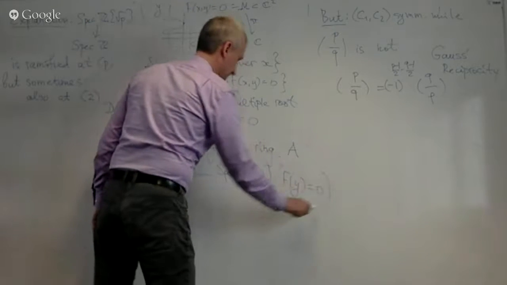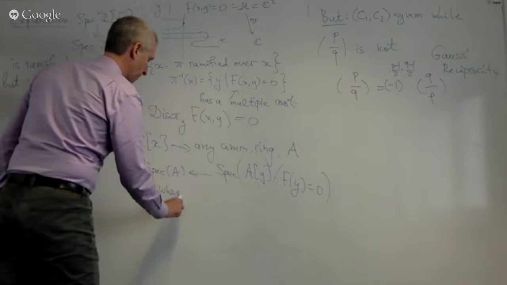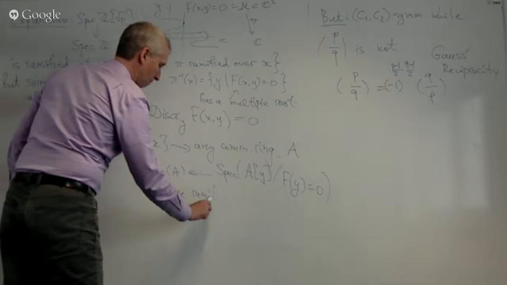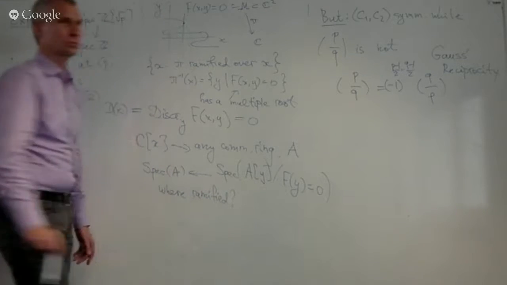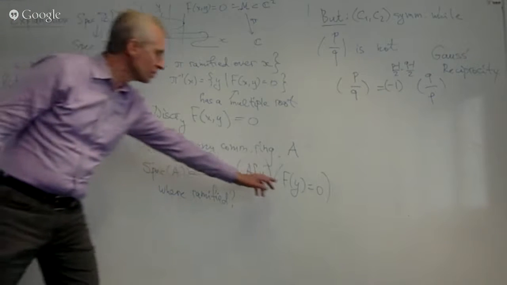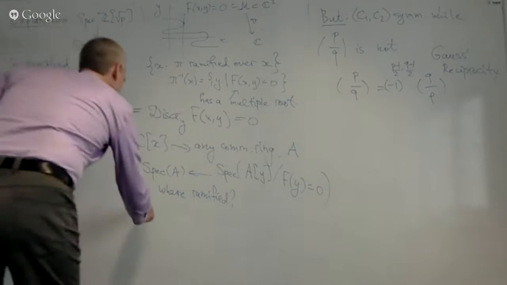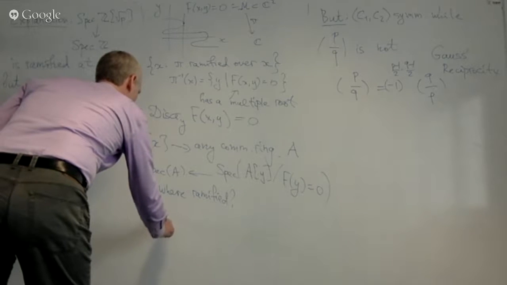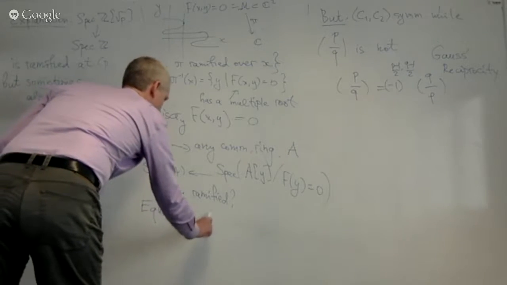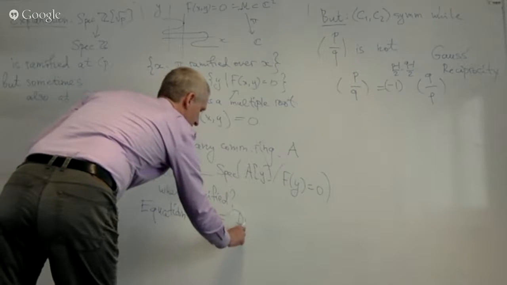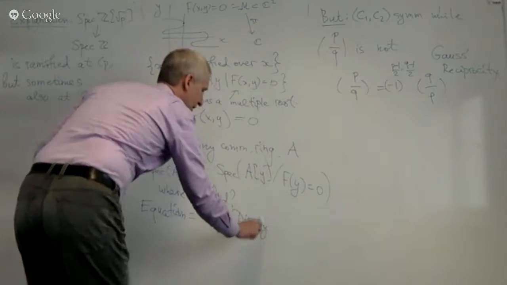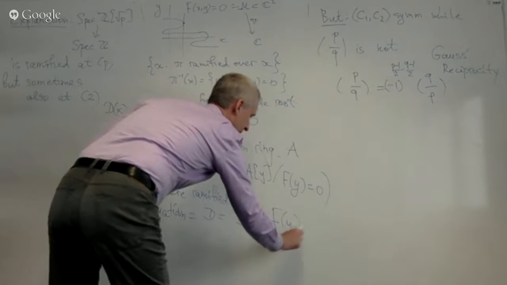So where is it ramified? We need to take the discriminant of this polynomial f over y over A, get an element of A, and this element of A gives the equation of the ramification locus. D, which is the discriminant in y of f, is a simple element.